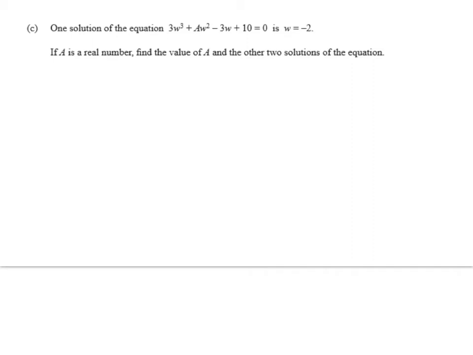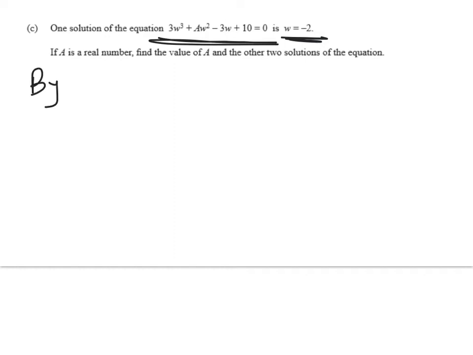Okay, this equation is, we're told that one solution of this equation here is w equals negative 2. So as soon as we see that, we should be thinking factor theorem. If a is a real number, find the value of a and the other two solutions of the equation.